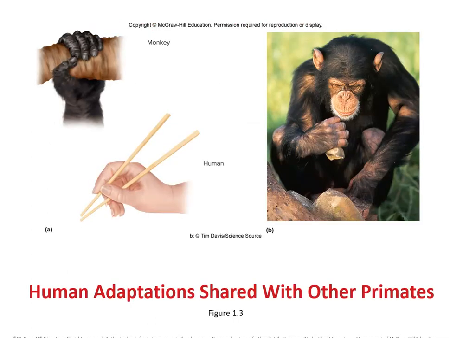So this is a really interesting depiction of a couple of the adaptations that primates have, and humans in particular. So the grasping hands with the opposable thumb and the eyes facing forward, also the large skull and use of tools.